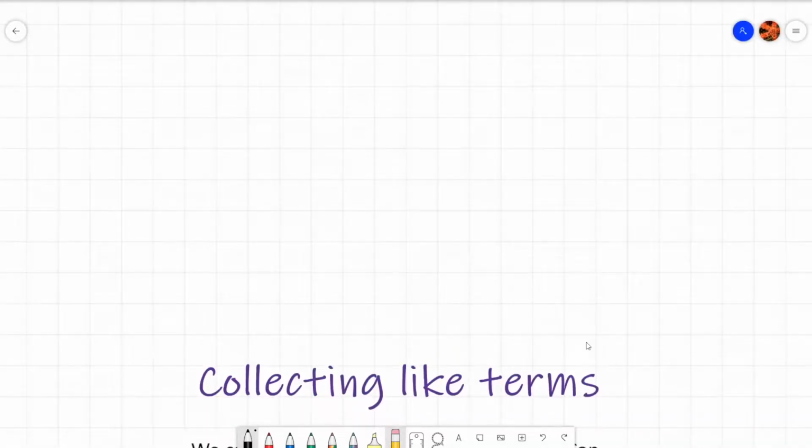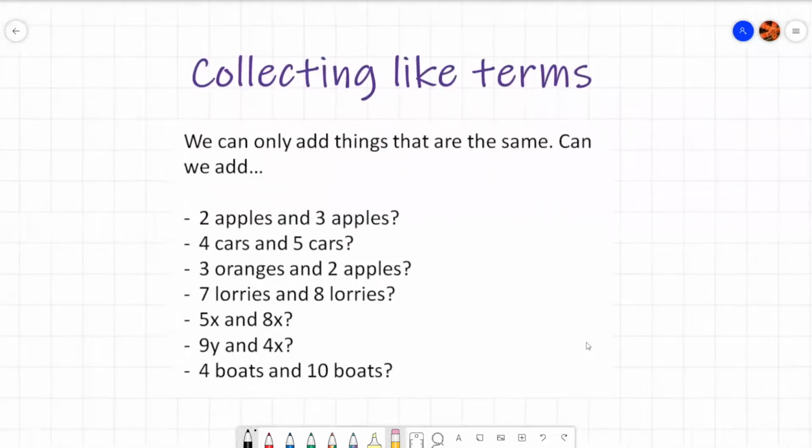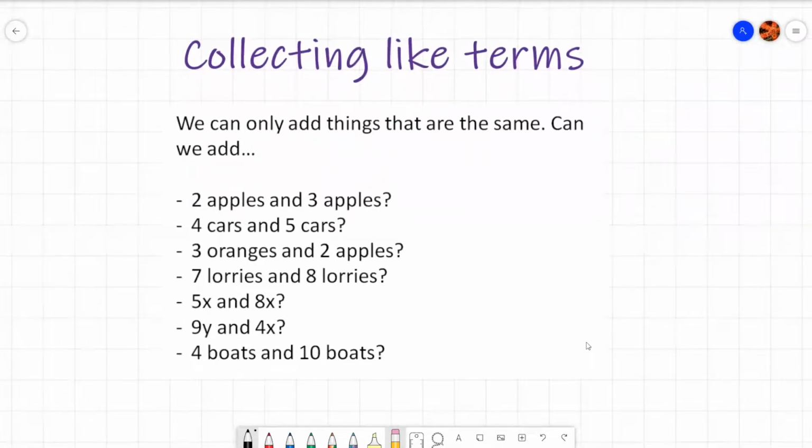Collecting like terms. In today's lesson, we will be looking at collecting like terms. It's an algebra topic, so let's have a look at how we collect like terms. Just something to think about before we start with the examples.